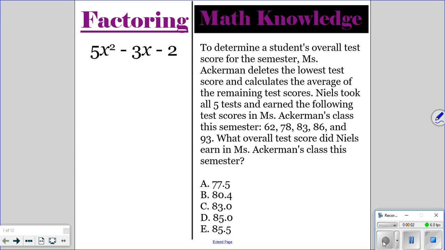Alright, so y'all go ahead and do the factoring and the math knowledge question for today. Pause the video, and then once everyone is finished, you can unpause the video and I'll go over the correct answers. So for the factoring, you're going to multiply the 5 by the 2 to remove it.